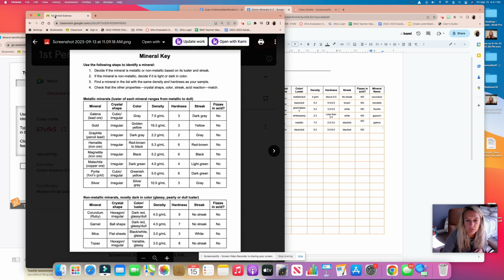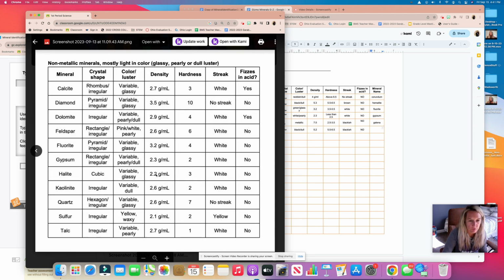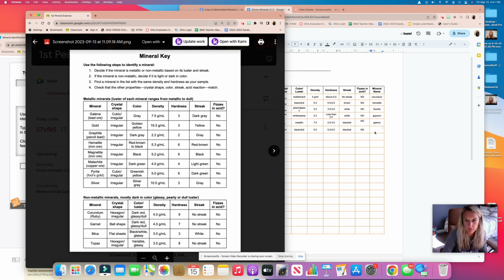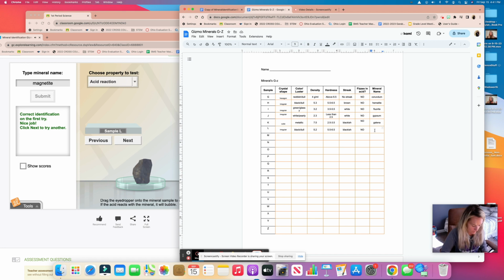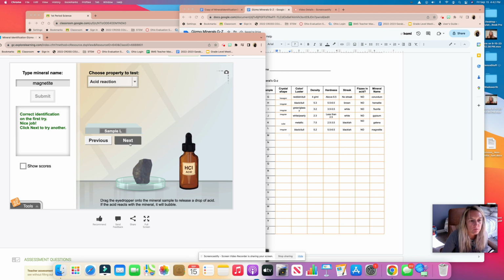Let's start with density, 5.2. Boom, magnetite would match. See if there's any others. Nope, the only one is magnetite, so let's try it in the Gizmo. As long as I spelled that correctly. Magnetite. And we are correct, so magnetite. All right, letter M.